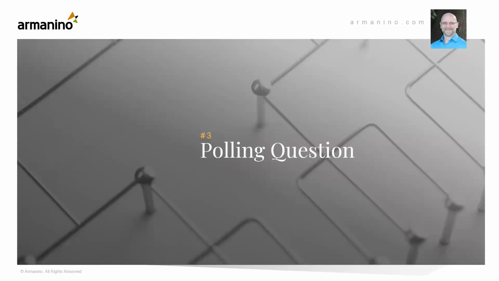So on to our polling question number 3. In the new time clocks functionality in Sage Intelligent Time, where do the default location, entity, department, and class populate from? Do they populate from the employee record, the project record, transaction allocations, or either the employee or project record?